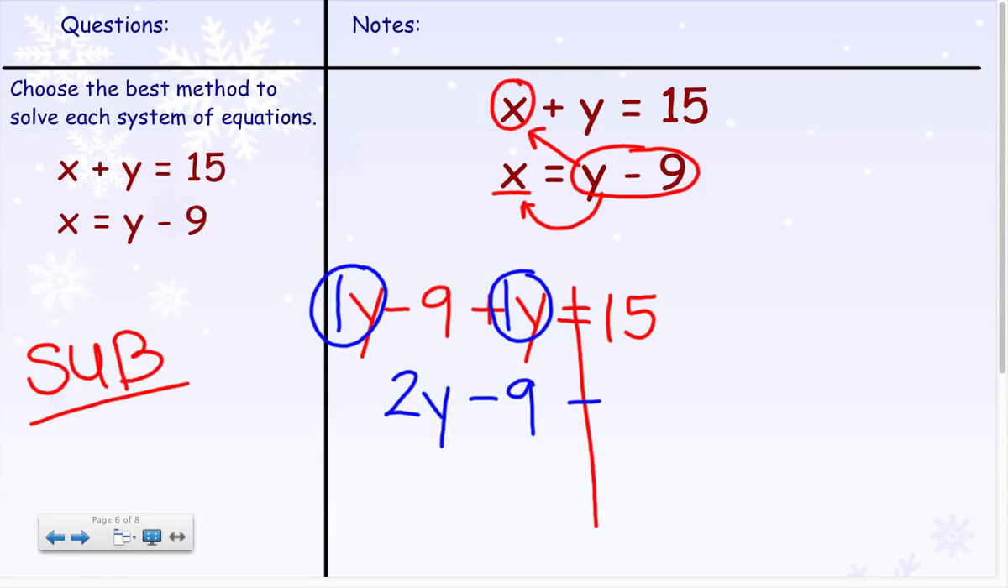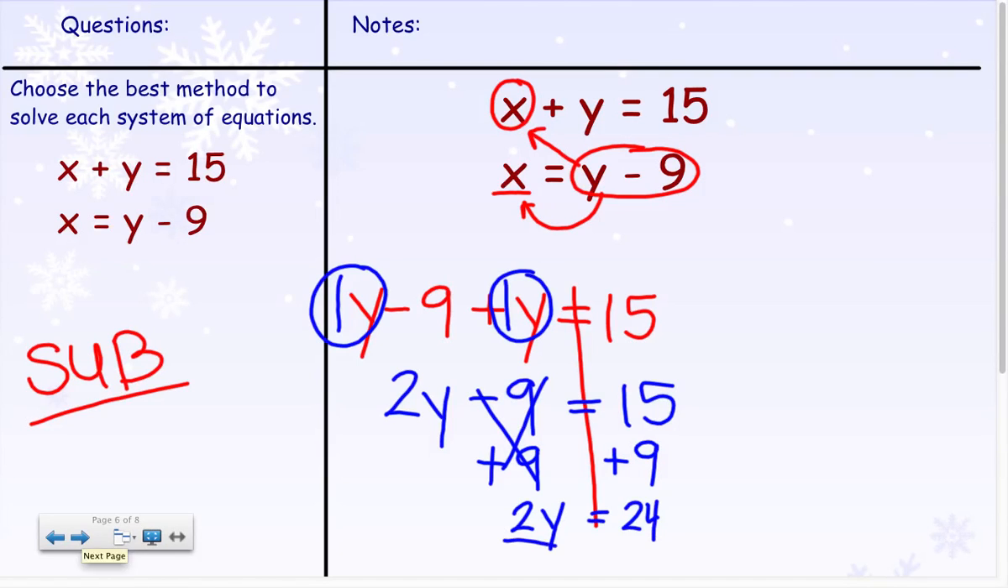Bring down the negative 9. Then you're going to add 9 on both sides, my third wheel. 15 plus 9 makes 24. Divide both sides by 2. And I'm left with y equals 12. So there's half of my answer.